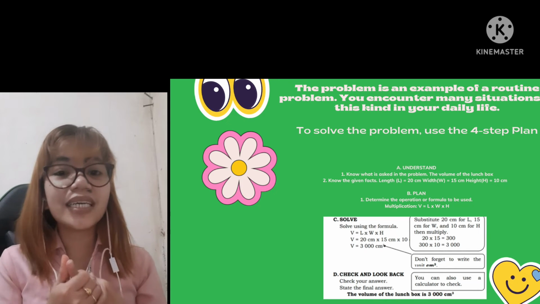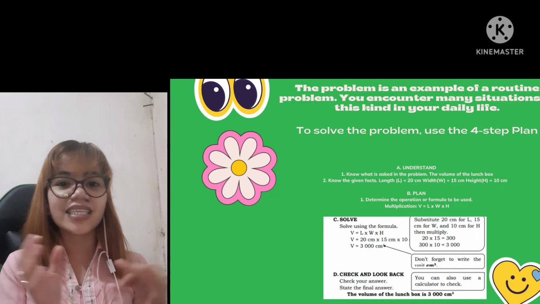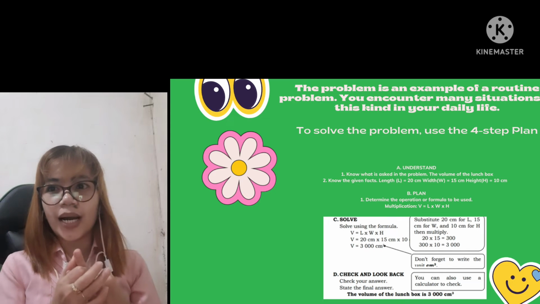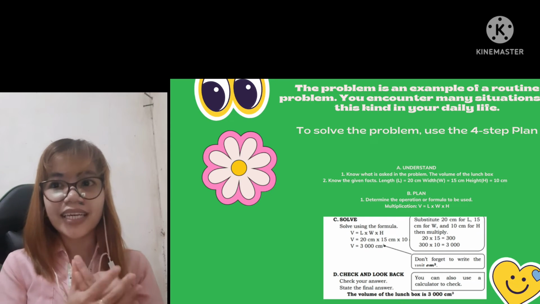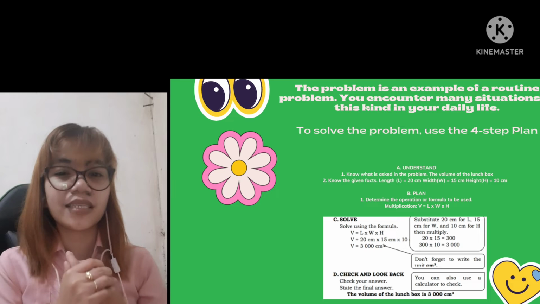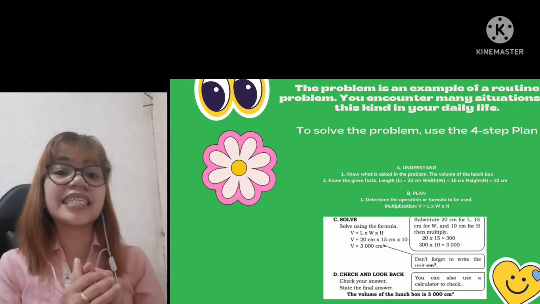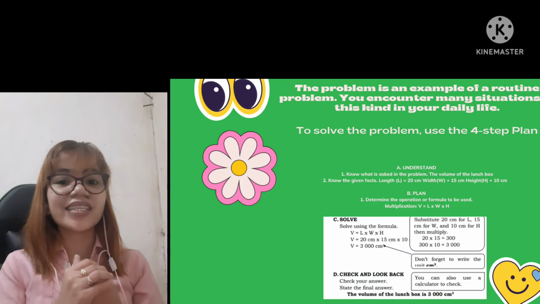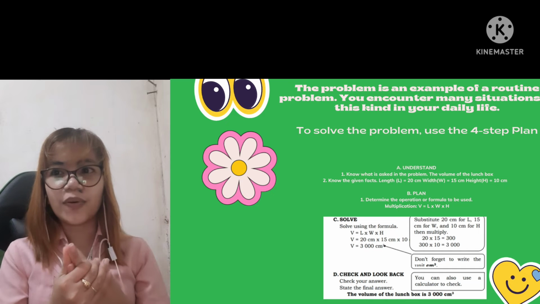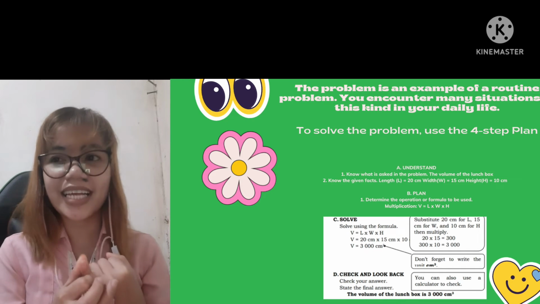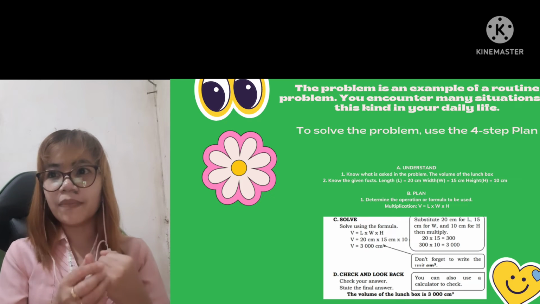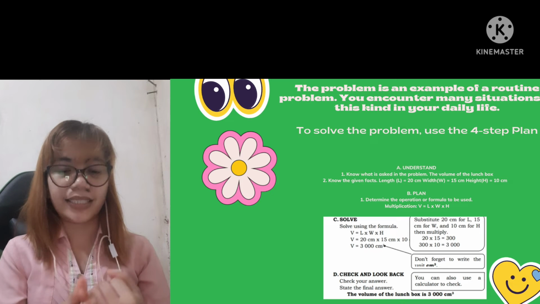Second, know the given facts. Since we have the given facts already for that question, the given facts are length 20 centimeter, width is 15 centimeter, and height is 10 centimeter. So those are the given facts. And don't forget this one, class. A is understand. You need to understand the problem and know the facts.